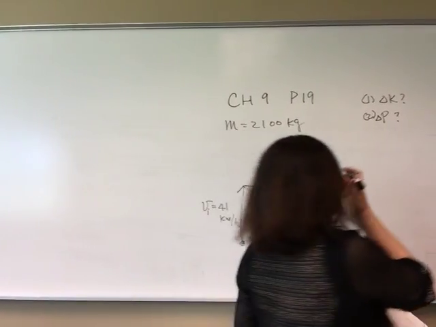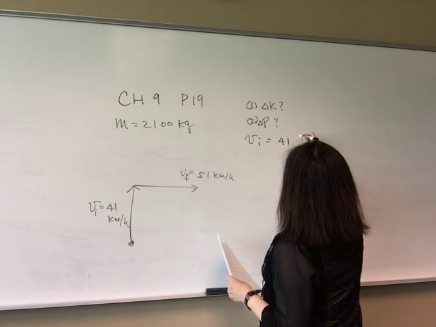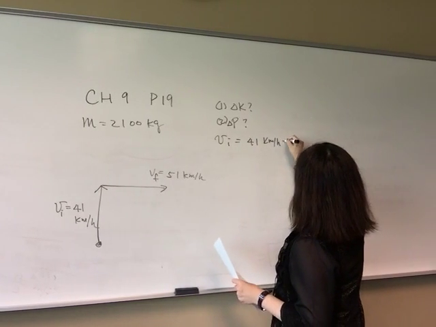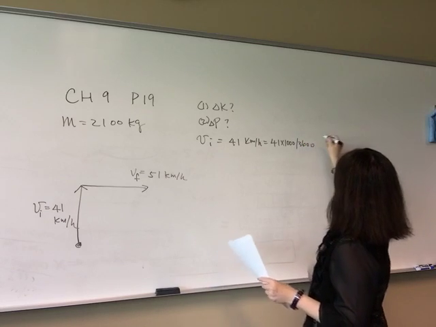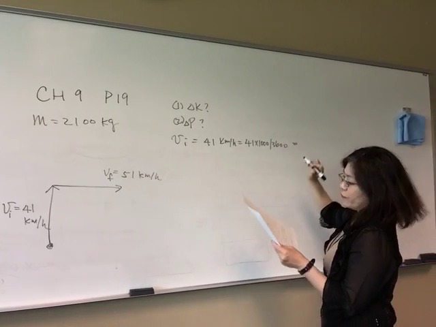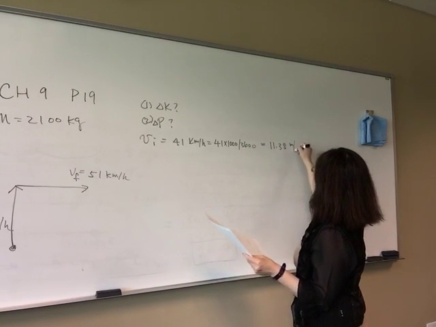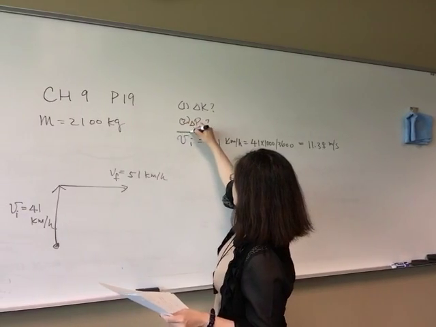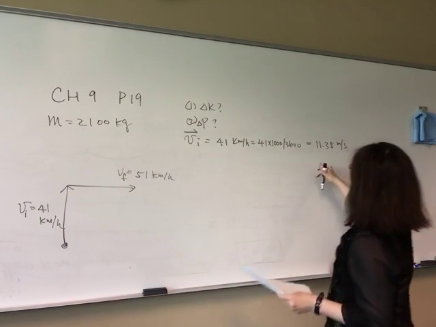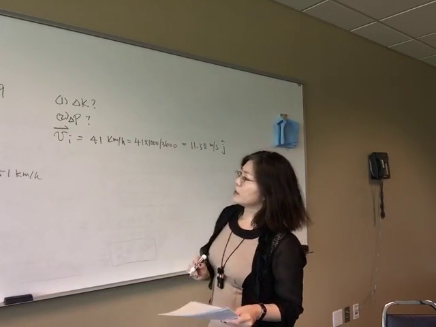Okay, so vi is equal to 41 kilometers per hour. So that's 41 times 1,000 over 3,600, and that will give you your vi. That will give you 11.38 meters per second. And I'm going to express that in unit vector notation because it is pointing upward. So the whole thing is j hat, and you have no i hat component.